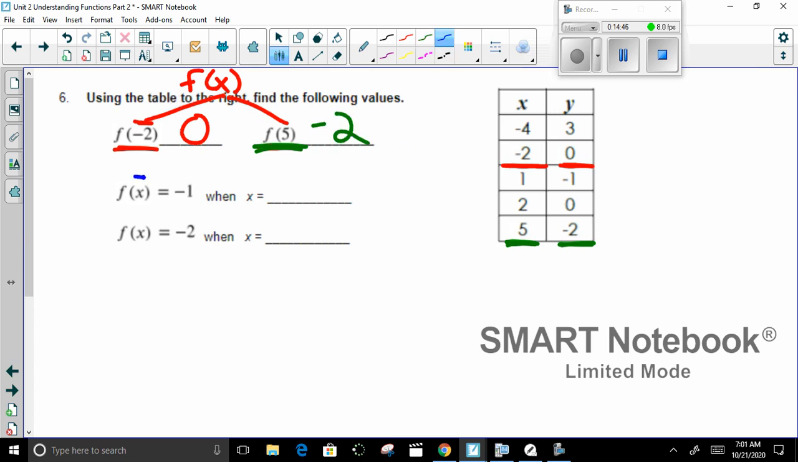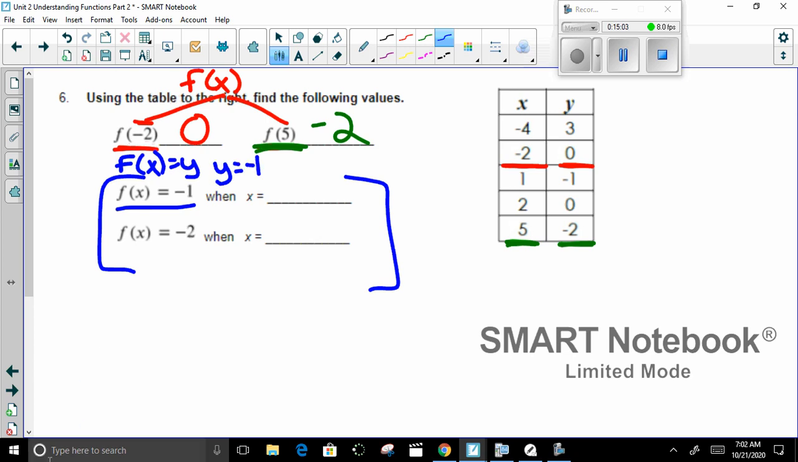Now these bottom two are different. They're telling me f of x equals -1. Remember, f of x equals y. Just a fancy way to say y. So really that means y equals -1. I'm given the output. So I'm looking at the y column this time. So if y is -1, I see it right here. What is my x value? +1.